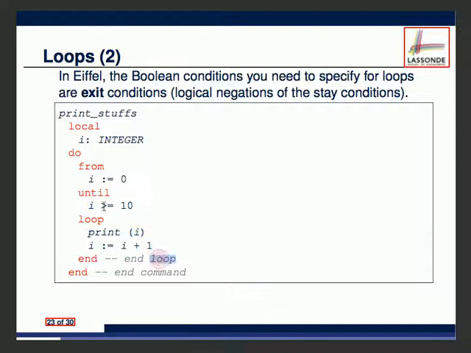So the from part is to initialize anything you want to initialize. For example, I can say initialize the loop counter to be 0. Now the until part, that's the so-called exit condition, which means until this point, I'm going to iterate. As soon as this exit condition becomes true, I'm going to exit. If you compare Java and Eiffel, you'll see they're completely the logical negation of each other. And then every time you're going to make sure you say I is assigned to I+1.